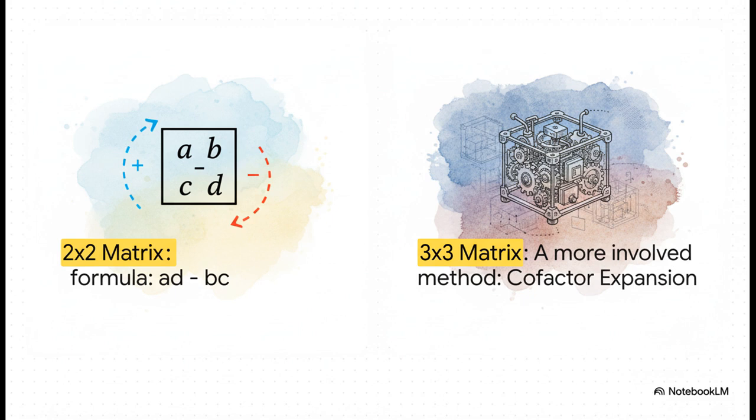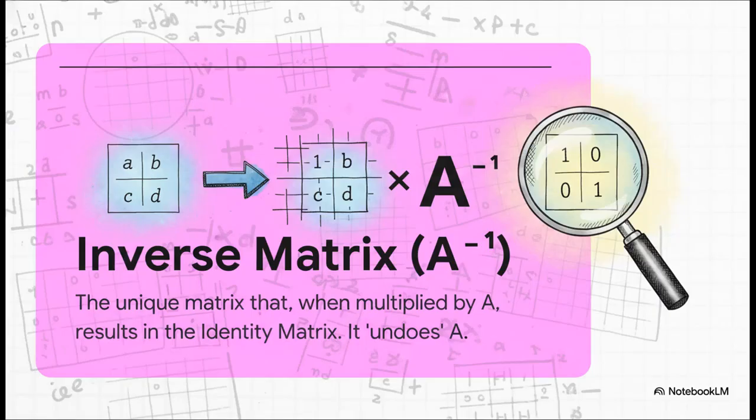You just do AD minus BC. For bigger matrices, like a 3 by 3, it's a bit more involved. The method's called cofactor expansion, which basically just breaks the big matrix down into a bunch of little 2 by 2s to solve. So I've mentioned this inverse a few times.